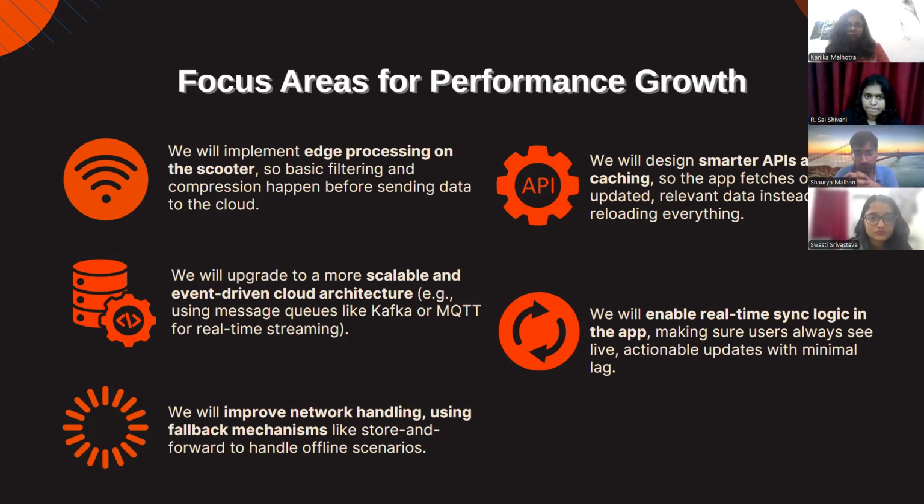Focus area for performance growth. We will implement edge processing on the scooter, so basic filtering and compression happen before sending data to the cloud. We will upgrade to a more scalable and event-driven cloud architecture. Example, using message queues like Kafka or MQTT for real-time streaming.